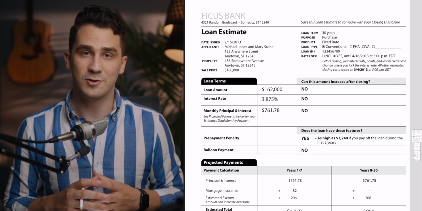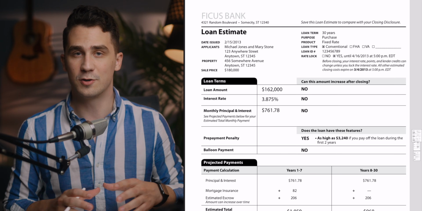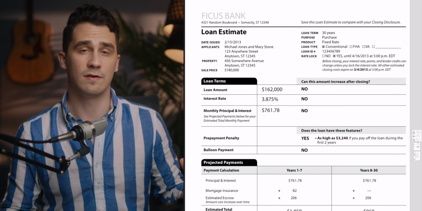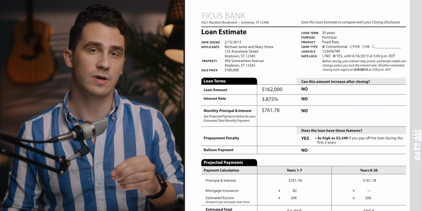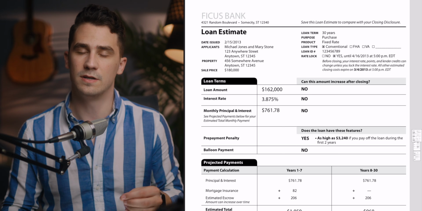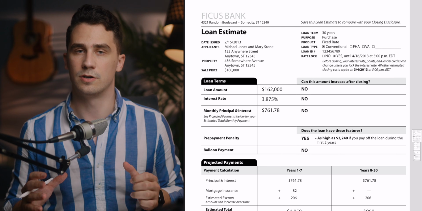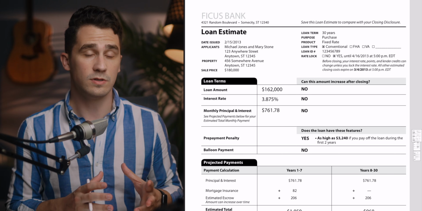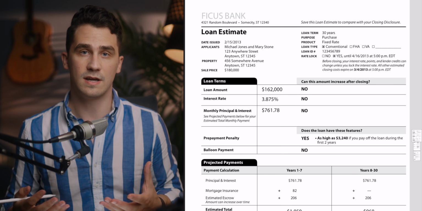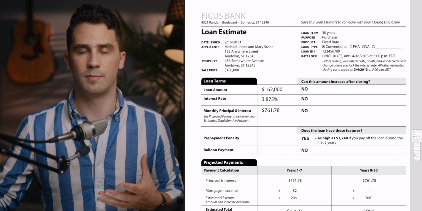And when you're under contract for a home, you're going to get a document. In fact, every single loan officer is legally required to send you a specific document called a loan estimate within 3 days of being under contract. So it's really important that you understand all the nuances of this document so you can have a lot more clarity about what's going on.